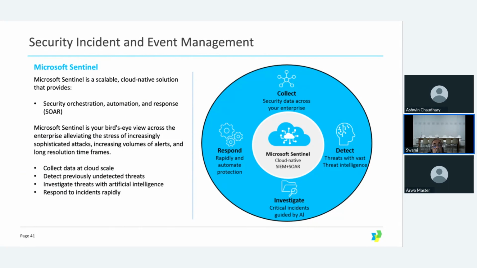So we need to look at all that. Microsoft Sentinel is your bird's-eye view across the enterprise, alleviating the stress of increasingly sophisticated attacks, increasing volumes of alerts, and long resolution time frames. Collect data at cloud scale, detect previously undetected threats, investigate threats with artificial intelligence features, and respond to incidents rapidly. It also ensures that false positives are avoided and things like that. So all that we need to look at. If any changes are to be made in the configuration, you can do that using these features available in Microsoft.